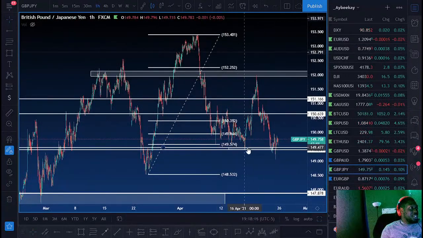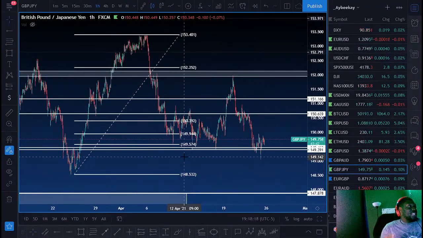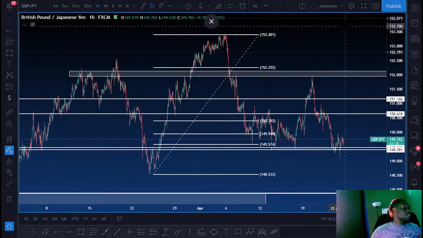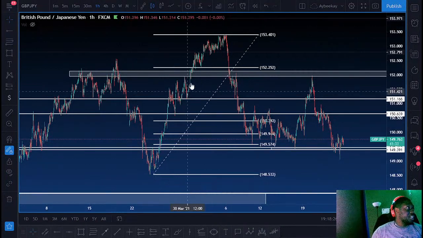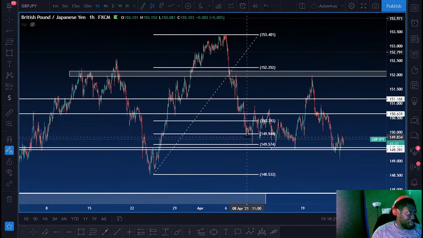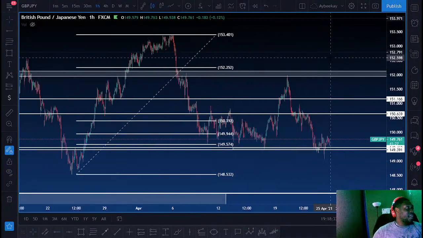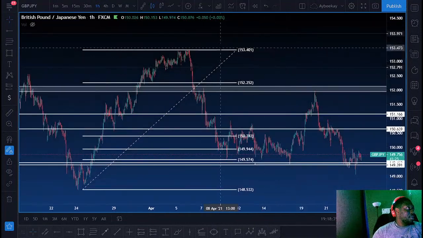I'm not really crazy over these. I see it. I still see. Technical analysis wise, I still do see the possibility of price going bullish, retesting right here, and continuing to the upside. I definitely do see that possibility.